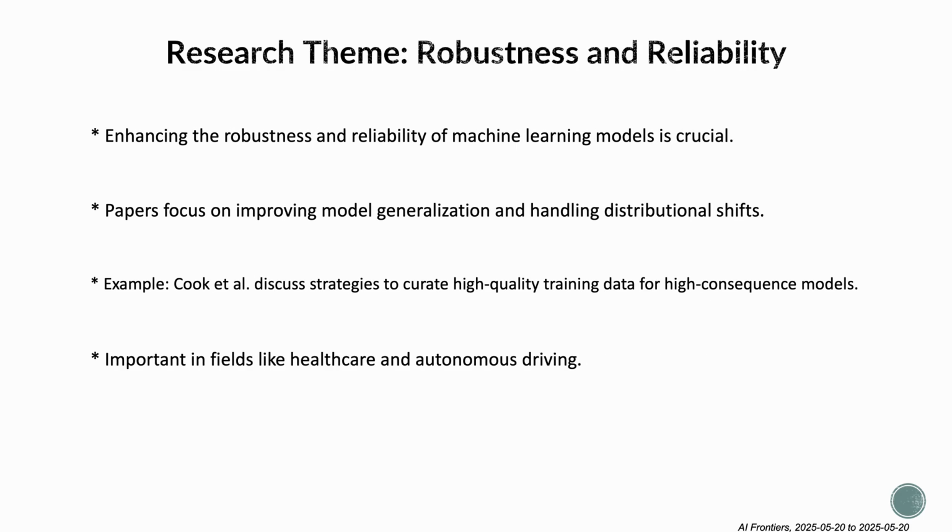Enhancing the robustness and reliability of machine learning models is crucial, especially in high-stakes applications. Papers in this area focus on improving model generalization, handling distributional shifts, and ensuring fairness. For instance, the paper The Achilles Heel of AI, Fundamentals of Risk-Aware Training Data for High-Consequence Models, discusses strategies to curate high-quality training data. This improves model performance in rare, high-impact scenarios, particularly important in fields like healthcare and autonomous driving.